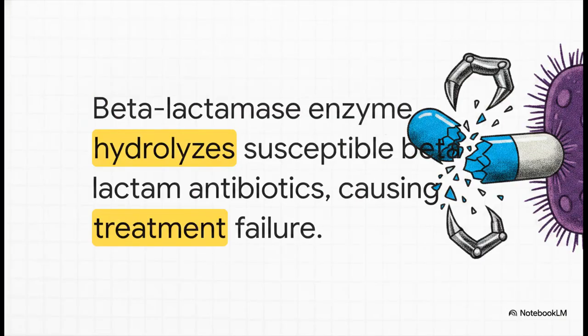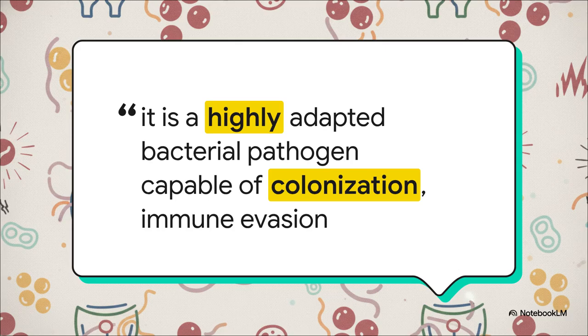And if all that wasn't enough, S. aureus has a pretty wild defense against our medical interventions. A lot of strains produce an enzyme called beta-lactamase. This enzyme literally hydrolyzes. It chews up susceptible beta-lactam antibiotics before they can even harm the bacteria. It's frustrating, but you have to admit it's a brilliant survival strategy. This mechanism leads straight to treatment failure, which is exactly why antimicrobial susceptibility testing is so critical before you just blindly choose a drug. This quote from the source text perfectly captures the reality of what we're dealing with.